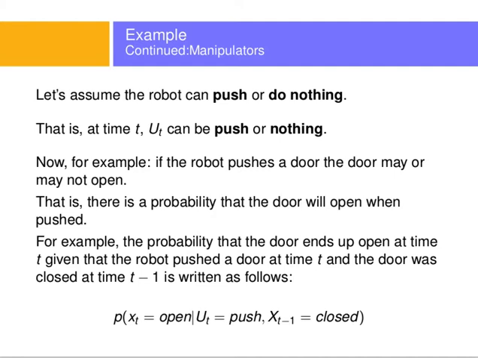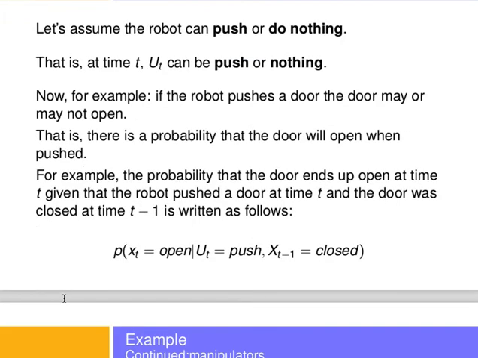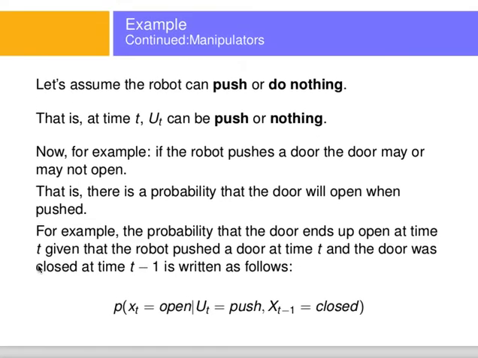For example, the probability that the door ends up open at time t, given that the robot pushed the door at time t and the door was closed before that, is written as follows, so you can understand the notation. What is the probability that the door will be open, given that I just pushed, and before I pushed, it was closed? That's going to give us a probability. Okay? Think about that. You can pause the video and think about it, but that's how we're going to note these things.